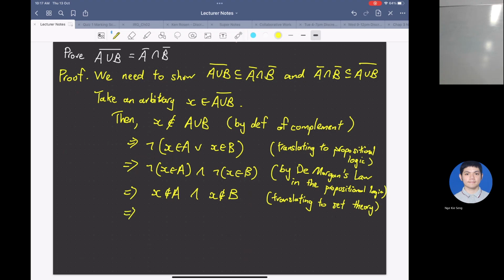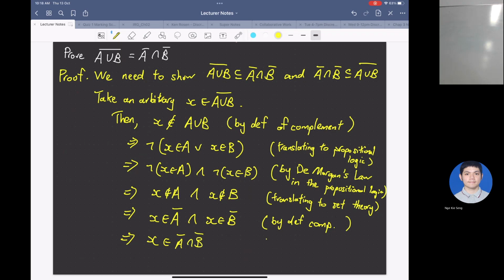Okay, so which implies what? X is in the complement of A. Since I use bar here, I use bar to be consistent. B bar, this is by definition of complement. Okay, which implies X is in A bar. That's it.